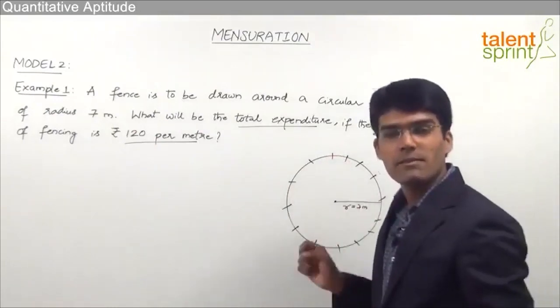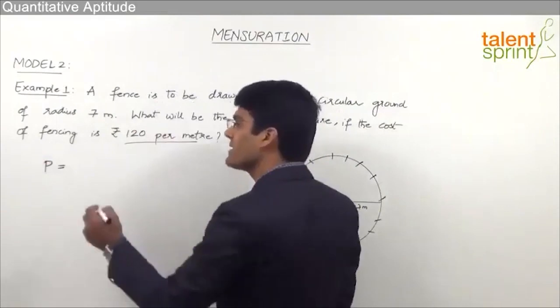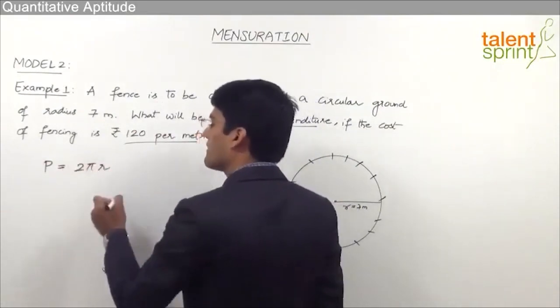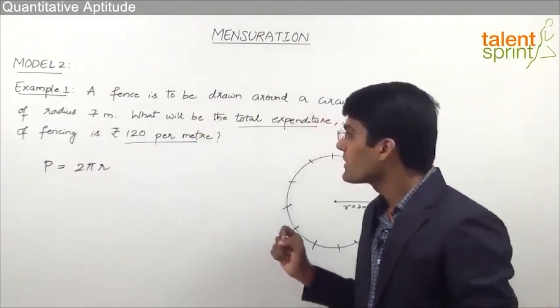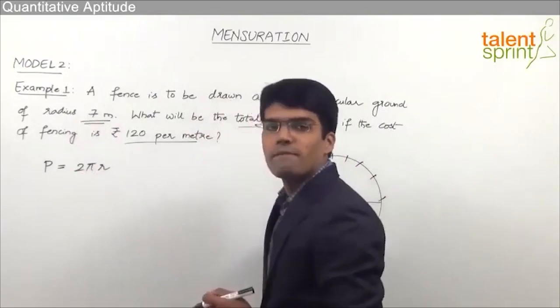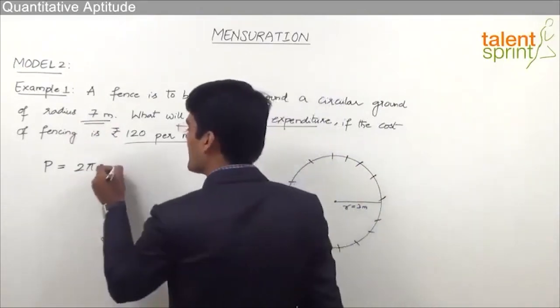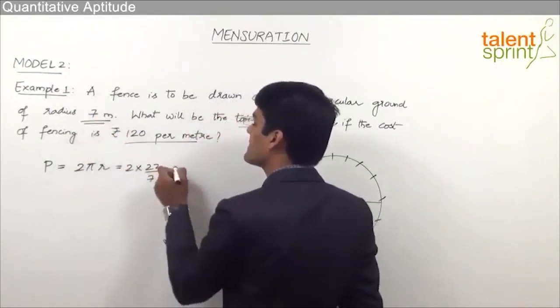And we know that the length of the boundary is nothing but the perimeter. And perimeter or circumference for a circle is given as 2 pi r, where pi is the constant given by 22/7 and r is the radius. Now as given in the question, radius is 7 meters. So let us substitute here and find out the perimeter. So this can be taken as 2 into 22/7 into radius, which is given as 7 meters.